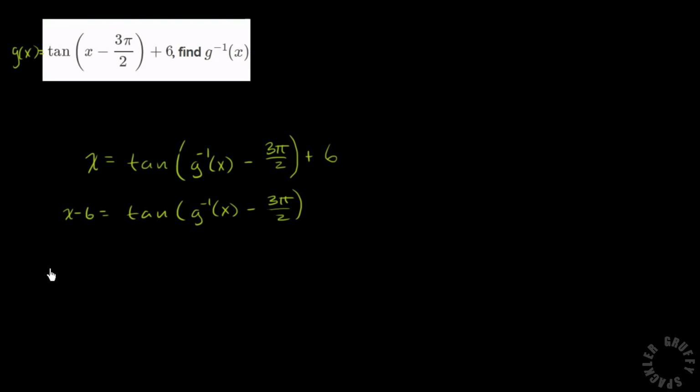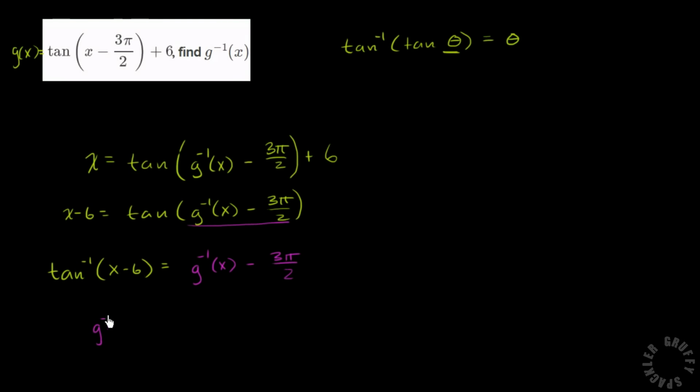Now let's take the inverse tangent of both sides of this equation. The inverse tangent of the tangent of something is just going to be that something. The inverse tangent of the tan of this is going to be just this stuff right over here. It's going to be g inverse of x minus 3 pi over 2. To solve for g inverse of x, g inverse of x is equal to the inverse tangent of x minus 6, plus 3 pi over 2.